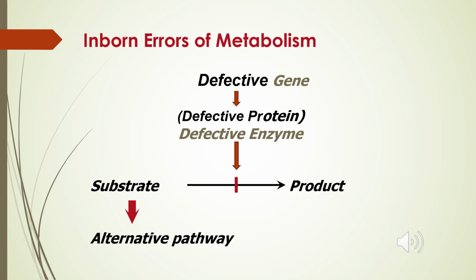But in case of inborn errors of metabolism, there is a defective gene which is synthesizing a defective protein, so that there is a defective enzyme which cannot act on the substrate on which it was supposed to act, and the substrate cannot get converted into a product. So there is no normal metabolic pathway taking place, so that there is accumulation of the substrate leading to harmful effect, or it can get converted into other products by entering into an alternative pathway.